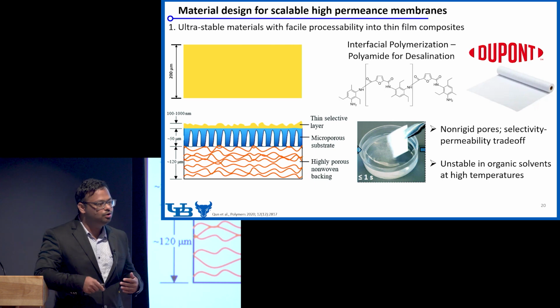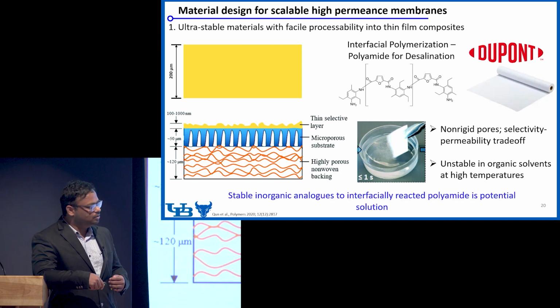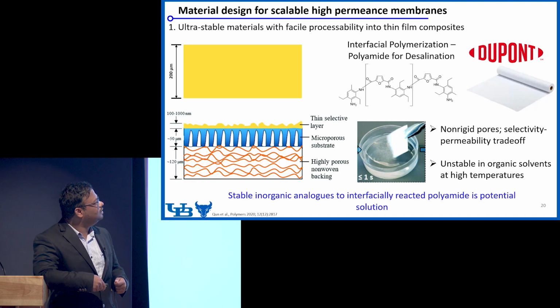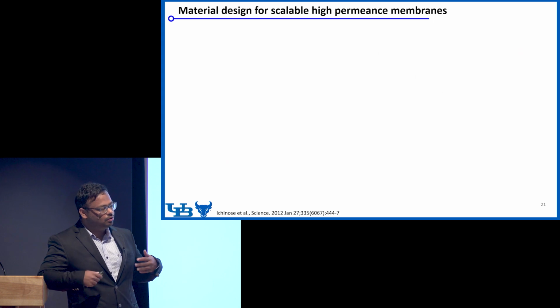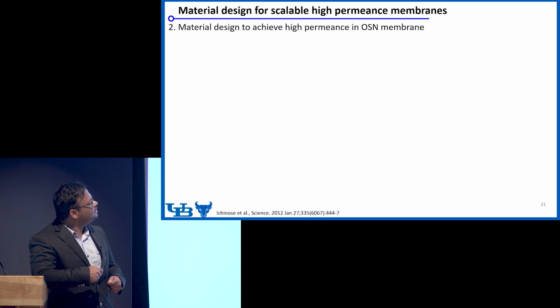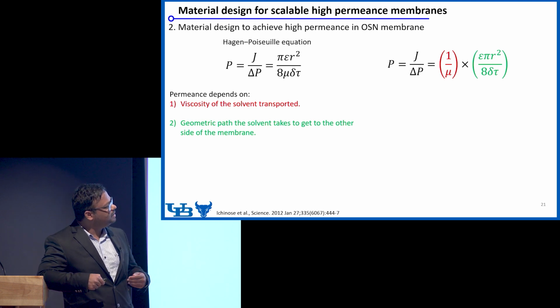So what we try to do is find an analogous inorganic material to this interfacial polymerization technique. So this is our goal. And the next thing is to have a material where you can actually get high permeance. So you can make it thin, but how do you achieve higher permeance through this material? To get around this problem, we looked at the very classical Hagen-Poiseuille equation. You can actually break it up into two parts. The first part is the solvent property, so the permeance through this membrane depends on this solvent property. And the second part is the membrane property.